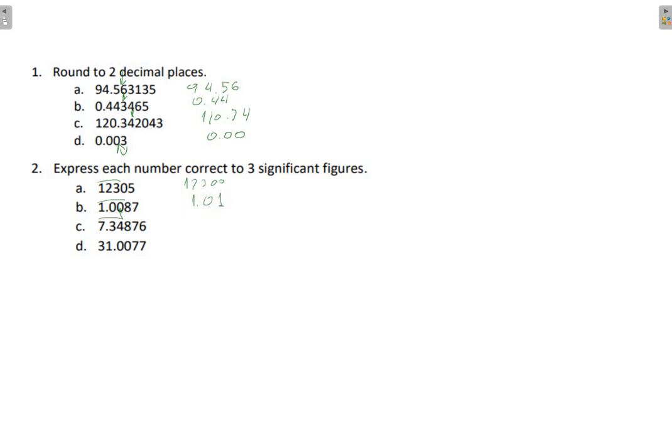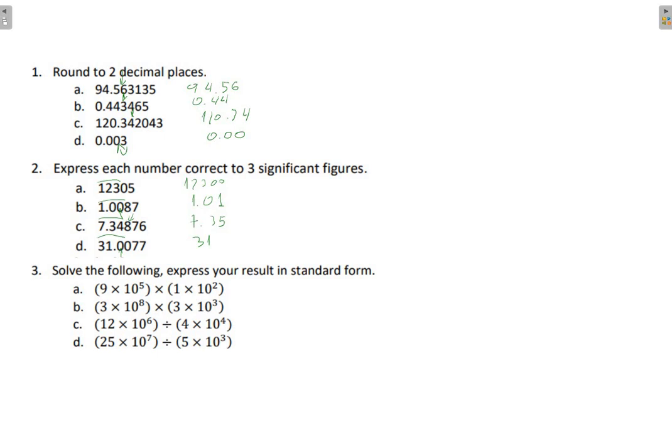3 significant figures, you have an 8, it increases the 4 by 1, 7.35. And in this case, 3 significant figures are these 3 numbers. You have a 0 to the right, so it does not increase this 0 by 1, so it's just 31. Okay.